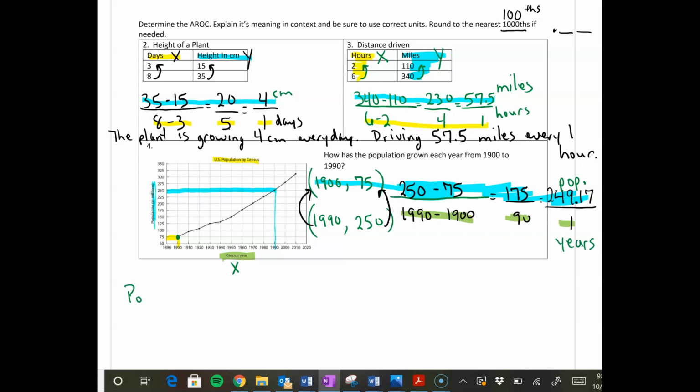And now I can say how the population is changing. So the population is growing, and I know it's growing. One, I can see that from the graph, but I also know it's growing because my slope or my average rate of change is positive, not negative. And I'm just going to say 249.17 million people every year.